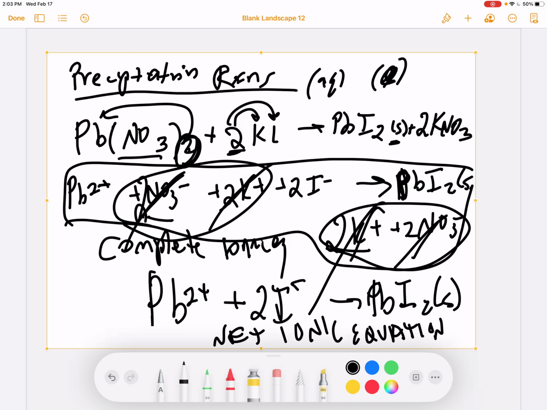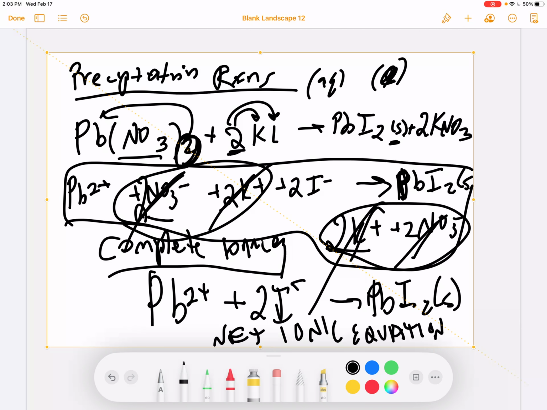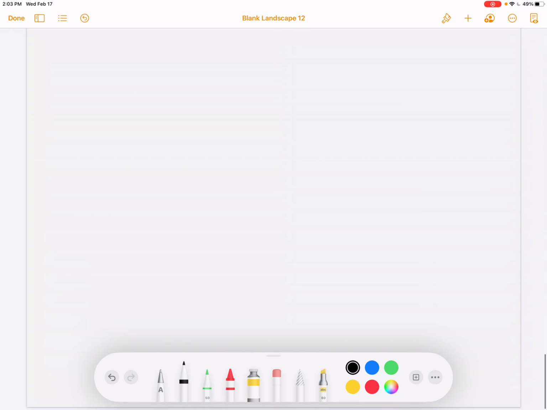Often they give us an equation to write out that's not balanced. We first have to balance it before we write the complete ionic equation and the net ionic equation. So let's do one whole question together. This is the easiest part of this chapter.